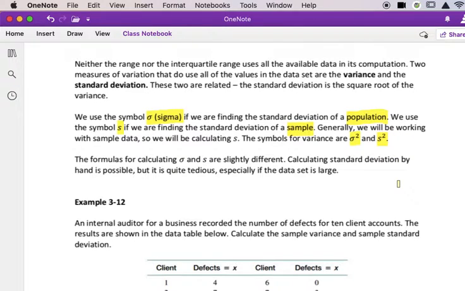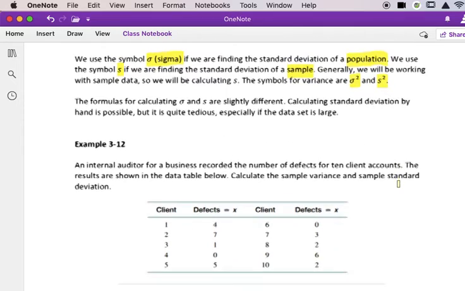Now, unlike the mean, which we calculate the same whether we're talking about a population or a sample, we always add up the numbers and divide by how many there are. The formulas for calculating S and sigma are slightly different. And you can calculate standard deviation by hand. It is possible, but it's a little bit tedious, especially if the data set is large. So we're just going to use Minitab.